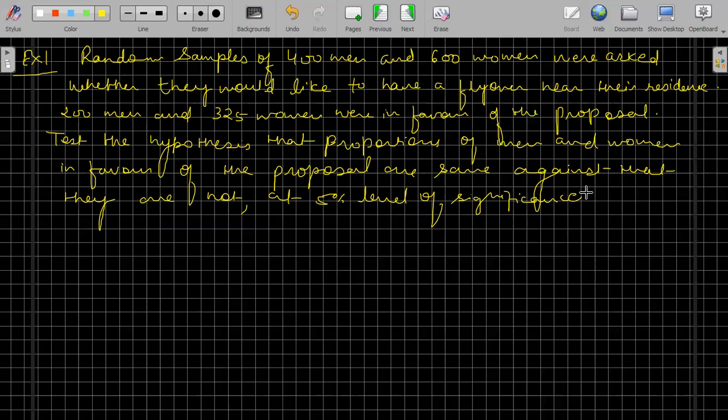of men and women in favor of the proposal are same, against that they are not.